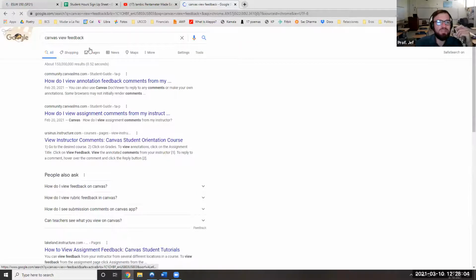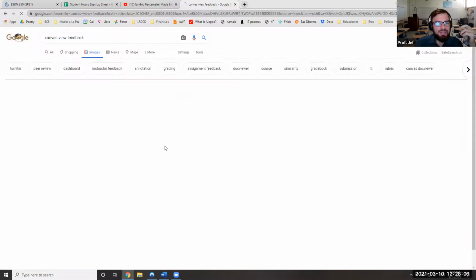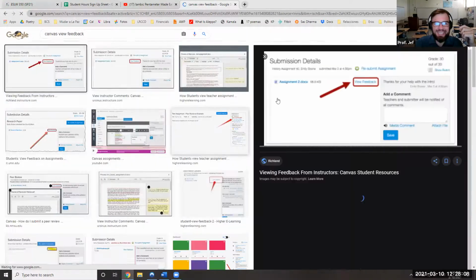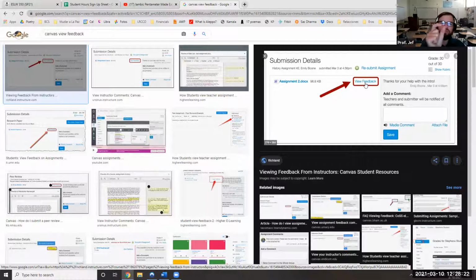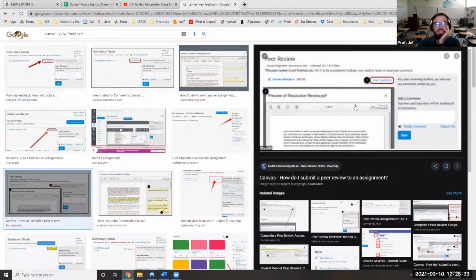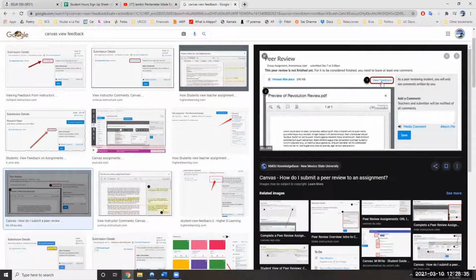Canvas student view feedback. How do I view annotated feedback? This thing, yes, exactly right. You'll go to the assignment page, you see the score, you see comments if I have specific comments, and you click that little blue View Feedback box. There's also an option, two arrows, if you want to make it bigger so it takes up the whole screen, because sometimes Canvas makes things very difficult, but it would look like this once you click on View Feedback.